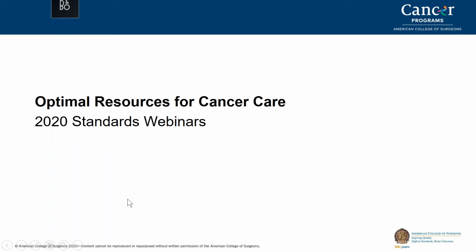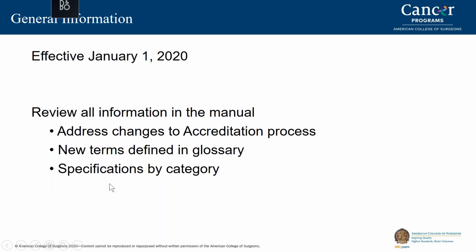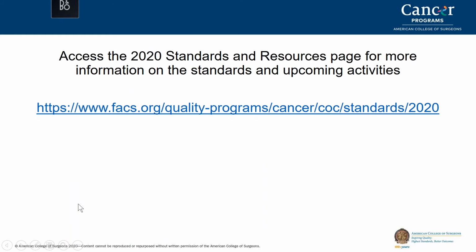Remember, these standards are effective January 1, 2020. We're going to look at all of the accreditation standards. They address changes to our accreditation process. New terms are defined in our glossary, and there are specifications by category. Next slide, please. Remember, you can access the 2020 standards and resources directly from our web page, which is displayed on the screen. Next slide.